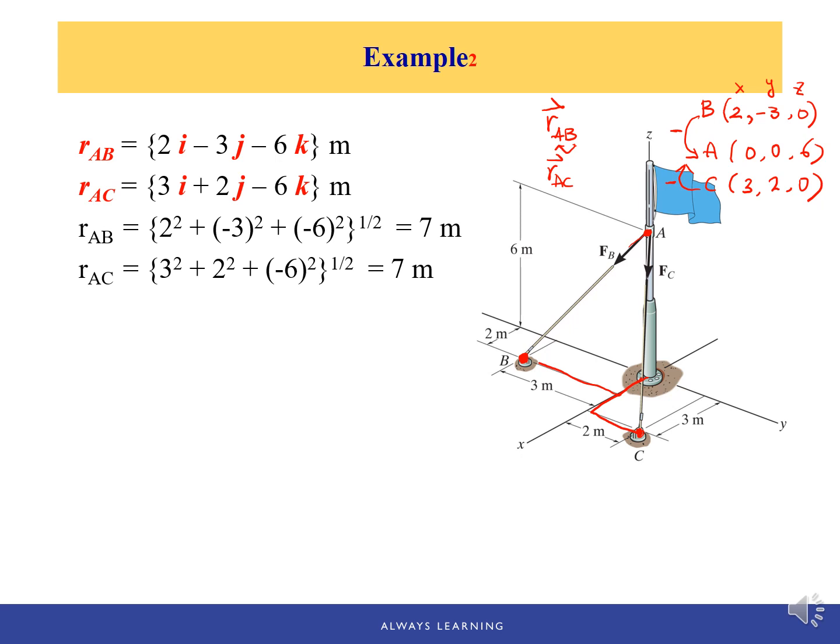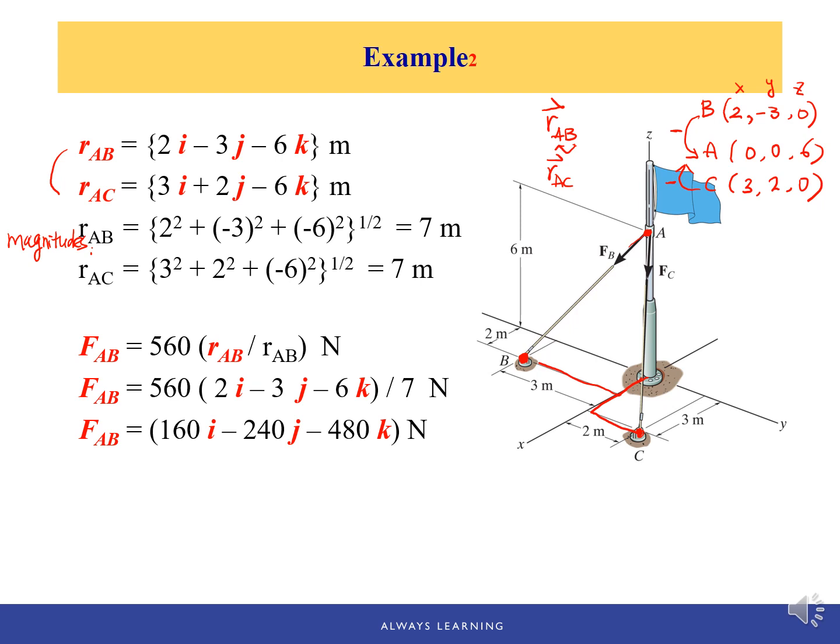And since we're looking for the unit vector along each direction, we also need to find the magnitude. So these are the position vectors and their magnitudes. Magnitudes are just the square root of the sum of the squares. All right, from there we can find the unit vector of each position vector by using the position vector divided by the magnitude of the position vector.